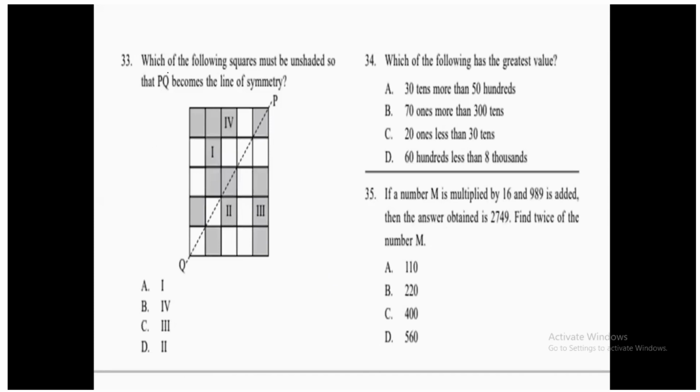So what we can see over here, now which of the following square must be unshaded so that PQ becomes a line of symmetry? Okay, so what we are supposed to do over here, we need to find out how many squares we need to unshade so that PQ becomes the line of symmetry. So let's see, yes, this has a symmetrical part. Now if we are moving here, this has a symmetrical part.